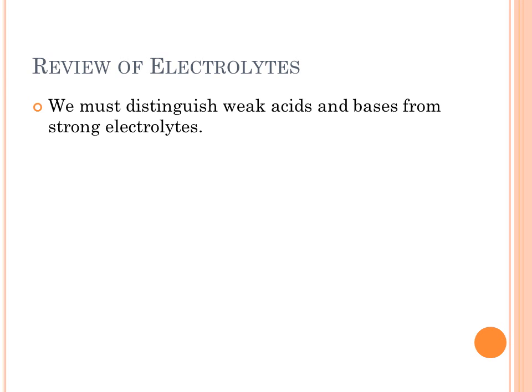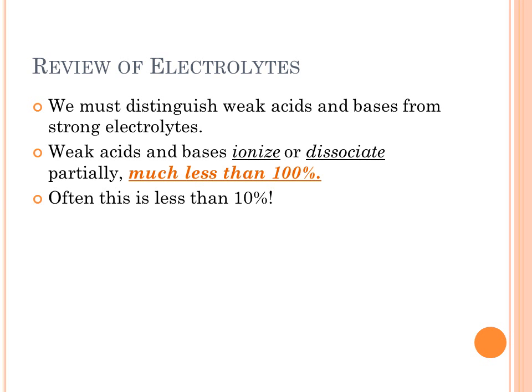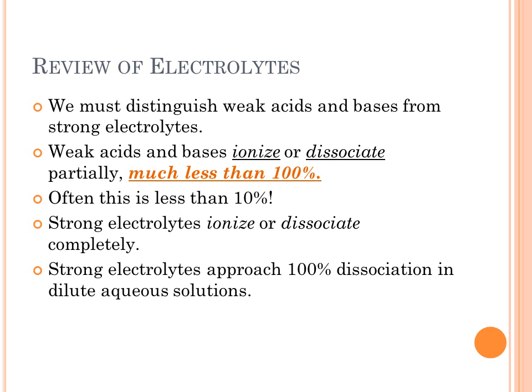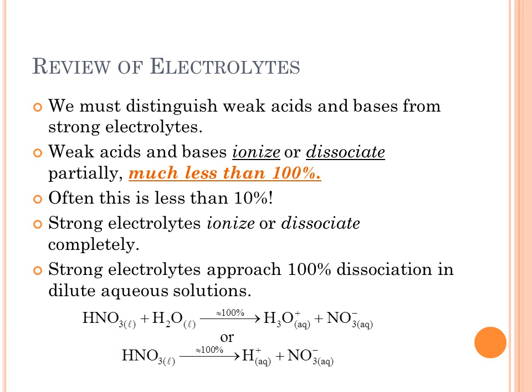There's a brief review of strong electrolytes versus weak electrolytes. Strong electrolytes will ionize 100%, but your weak acids or your weak bases are going to ionize or dissociate partially, usually much less than 100%, and often less than 10%. Strong electrolytes are going to ionize or dissociate completely.